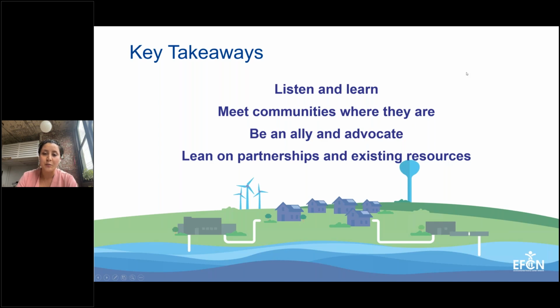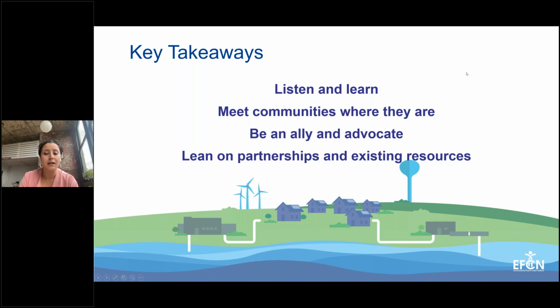Number two, I would say, is meet communities where they are. No two community-based organizations are going to be the same. So knowing what resources each community needs after having listened to their stories is really going to make for more successful collaborations and more successful projects.